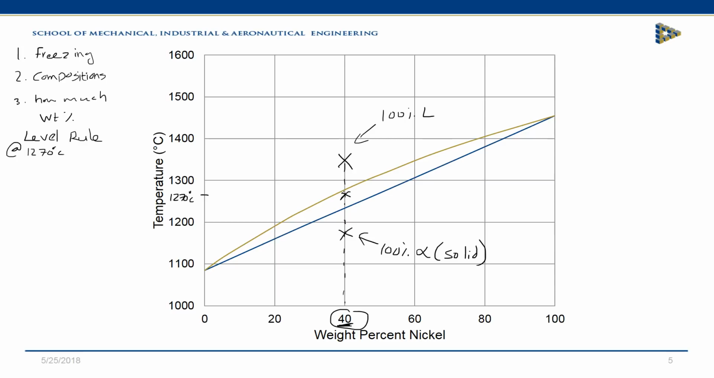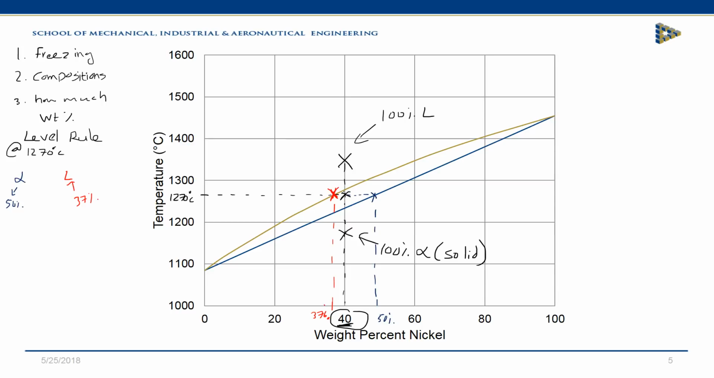If I want to use the lever rule, the first thing I need to do is draw my tie line. So where does my temperature line, or my vertical line, cross the liquidus? Let's say it's about 37%. And where does it cross my solidus? About 50%. So I now know the composition of each of my phases. The solid has about 50% nickel, and the liquid has about 37%.